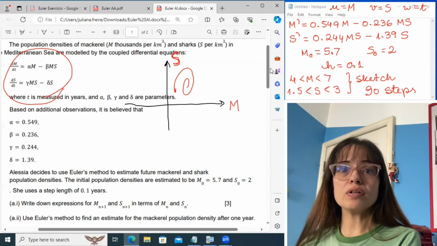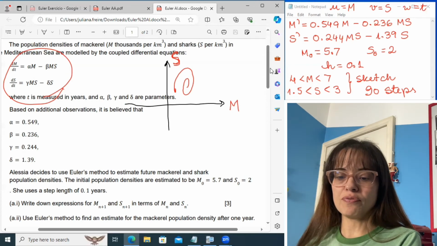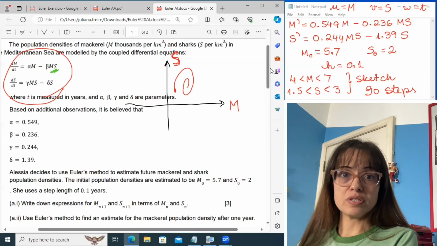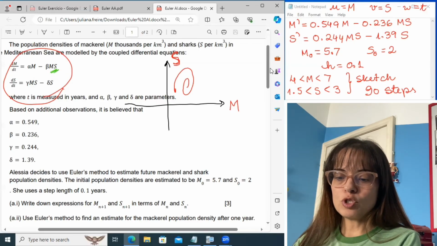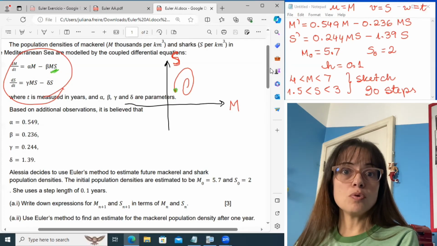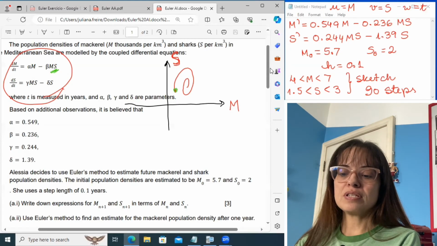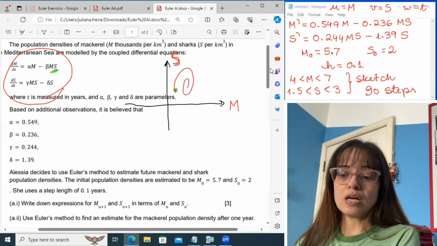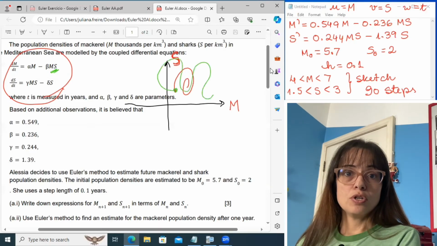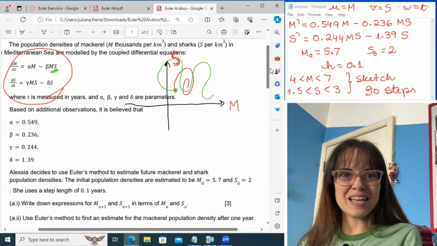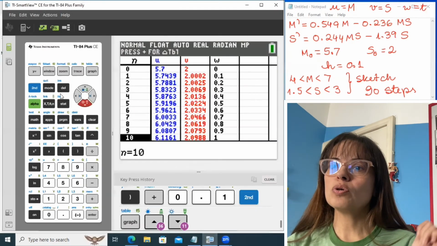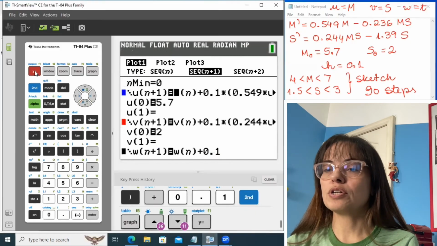Because if, as well as depending on the current values of S and M, the derivative also depended on time, then being at this point at time 0 would maybe make this function, but maybe being at the same point at a different time would make a completely different trajectory. So you can't sketch because it depends on time. But anyway, let me show you how to do that in the calculator.